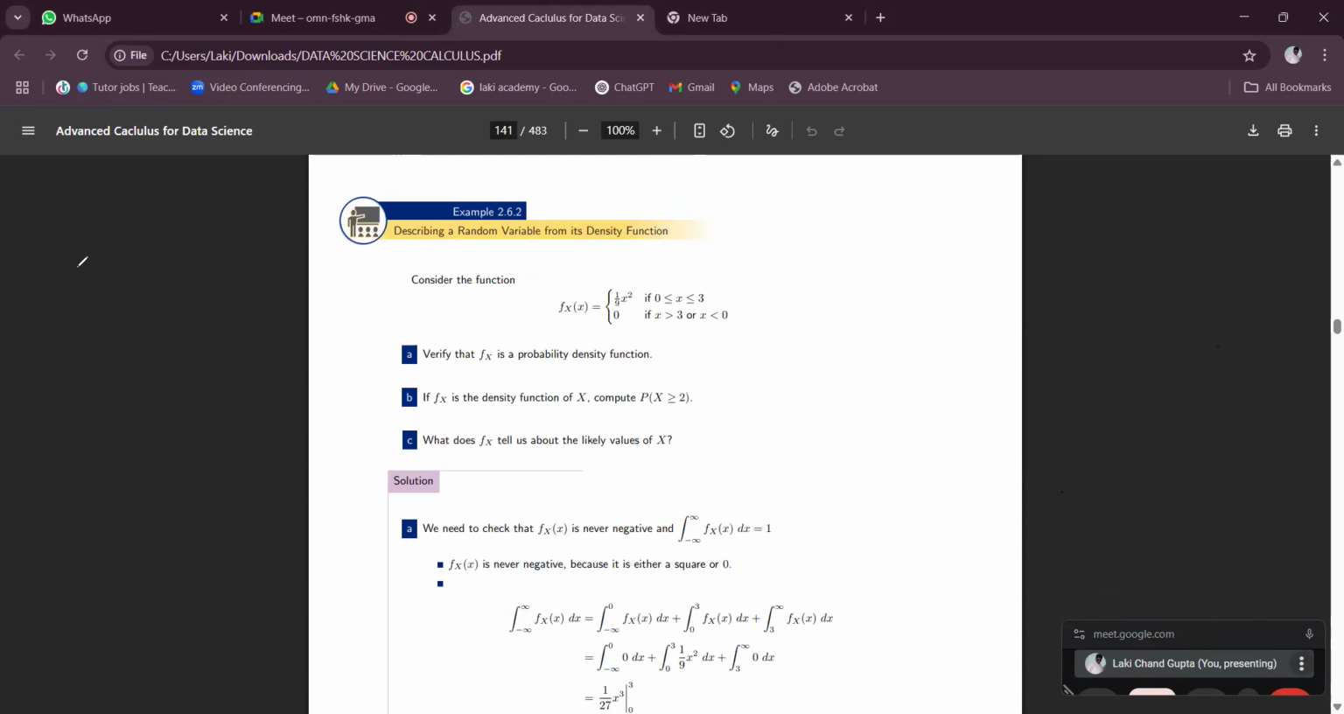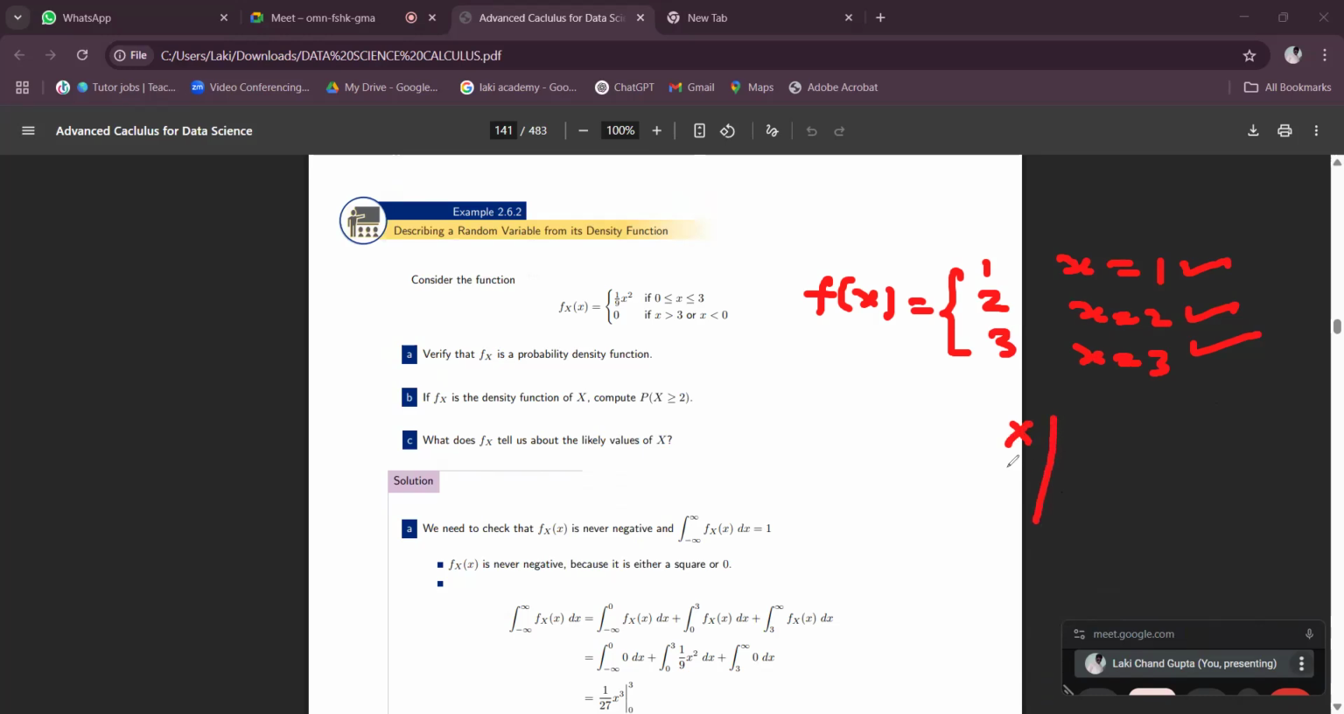You can see which type of function this is. This is continuous. But if I give the same thing like this: 1 when x is equal to 1, 2 when x is equal to 2, 3 when x is equal to 3, then this is discrete type, because x has only 3 discrete values.